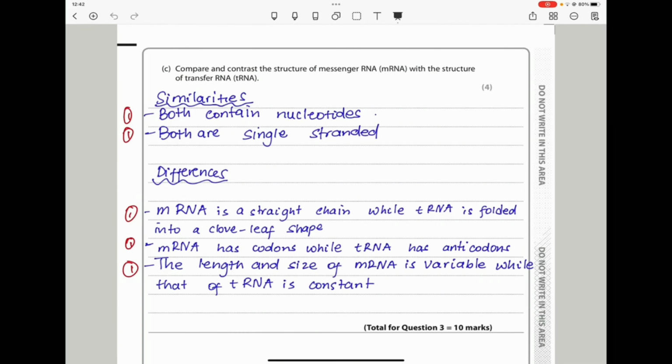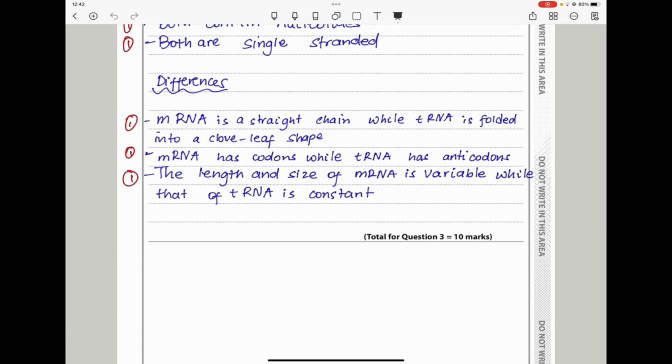Moving on. Compare and contrast the structure of messenger RNA with the structure of transfer RNA. Whenever a question asks you to compare and contrast, you need to write about the similarities and the differences. So for the similarities, both contain nucleotides and both are single-stranded. While the differences, messenger RNA is a straight chain, while transfer RNA is folded into a clover-leaf shape.